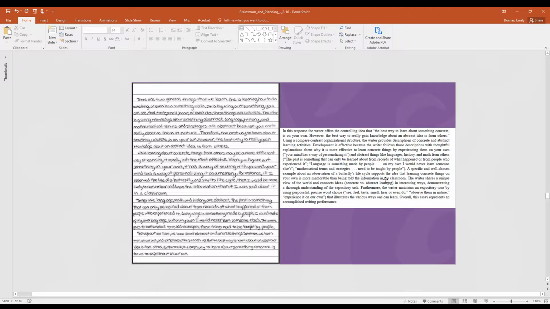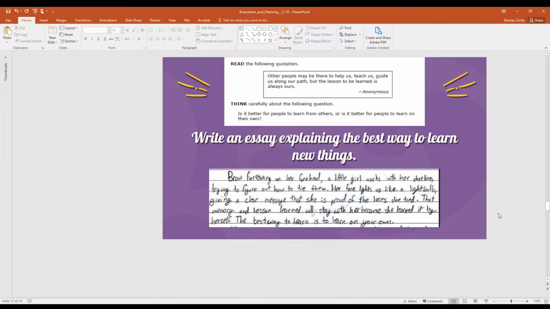Okay, so notice looking at this student's response, and I want you to take a moment and look at the analysis of the student's writing example and what they put, so you can reflect before you start your writing today. So today you're going to write an essay explaining the best way to learn new things.